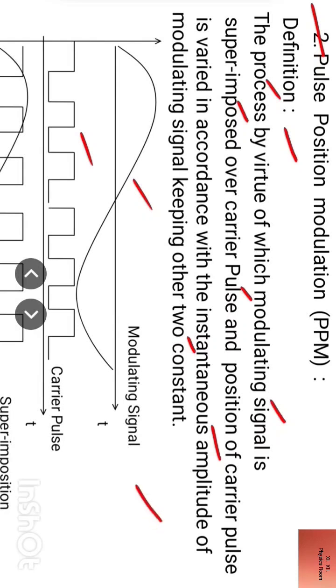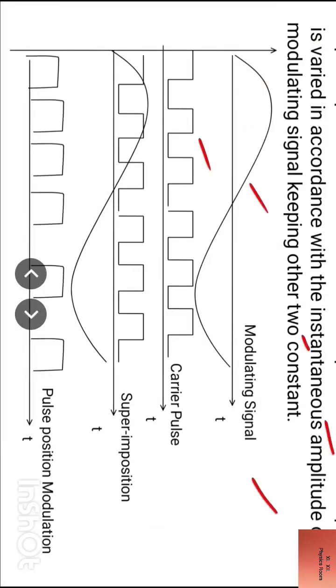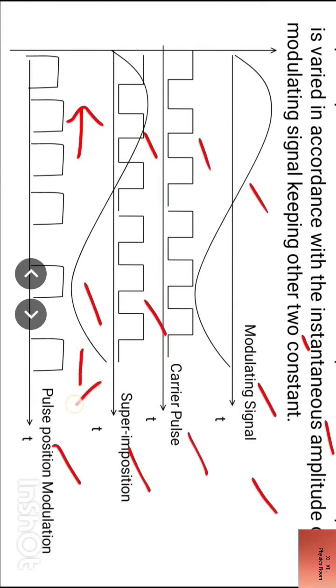Now look at this diagram. This is the modulating signal, this is the carrier pulse. Here the modulating signal is superimposed over the carrier pulse and here we have pulse position modulation. You see in the diagram where the modulating signal and carrier pulse are in phase, there the pulse is shifted towards the left side, and where the carrier pulse and modulating signal are out of phase, the pulse is shifted towards the right side. So this is pulse position modulation.